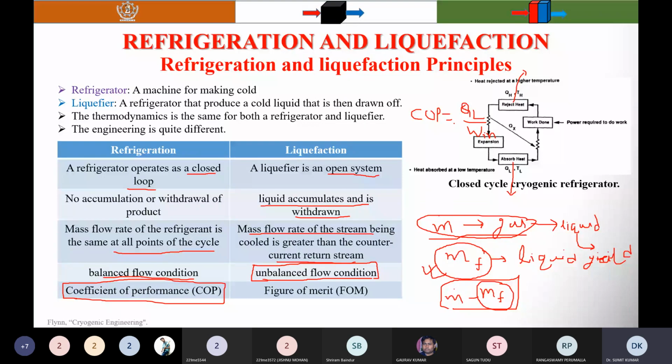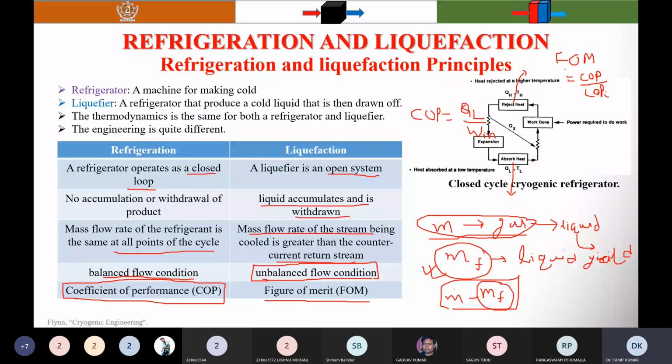But for liquefaction, we are using the figure of merit. So what is the figure of merit? That I will discuss in the following slides in detail. Here it is the COP of the actual refrigerator divided by the COP of the ideal refrigerator. Later I will discuss in detail.